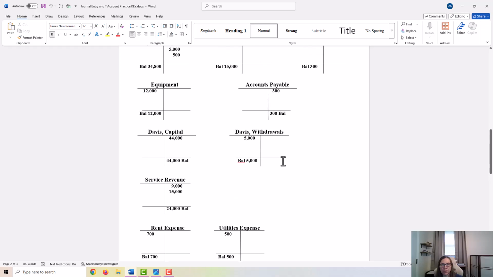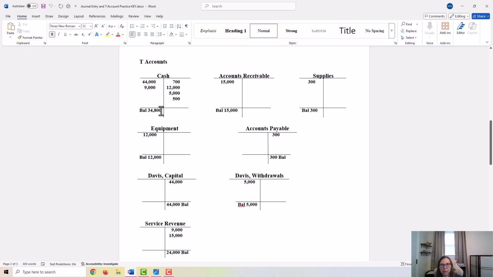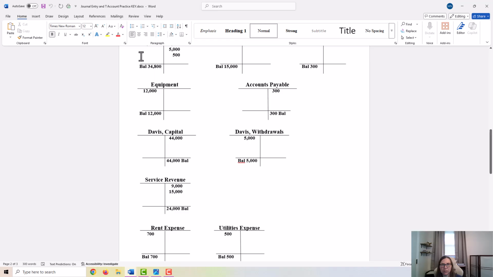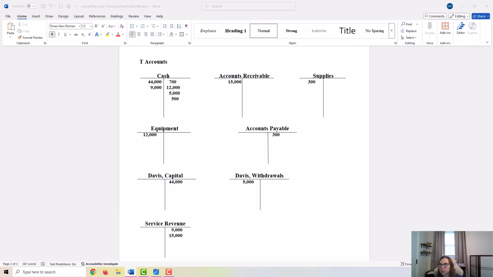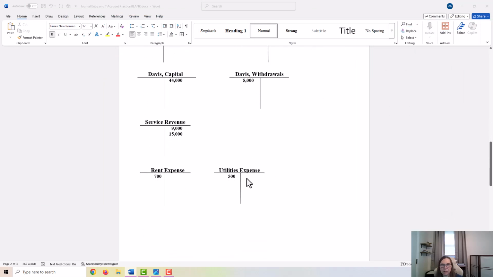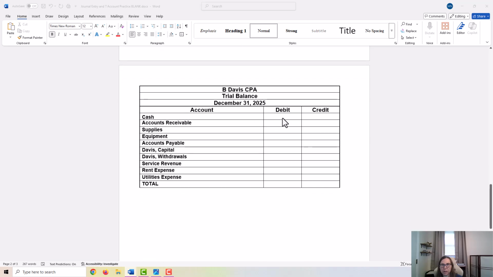Okay, and then once you have your ending balances, then you're going to bring these ending balances into the trial balance. So I'm going to take away the answer key and come back to this. So down here, you would simply put in your balances from the T accounts. Cash had a $34,800 debit balance. Accounts receivable had a $15,000 debit balance. Supplies had a $300 balance on the debit side.